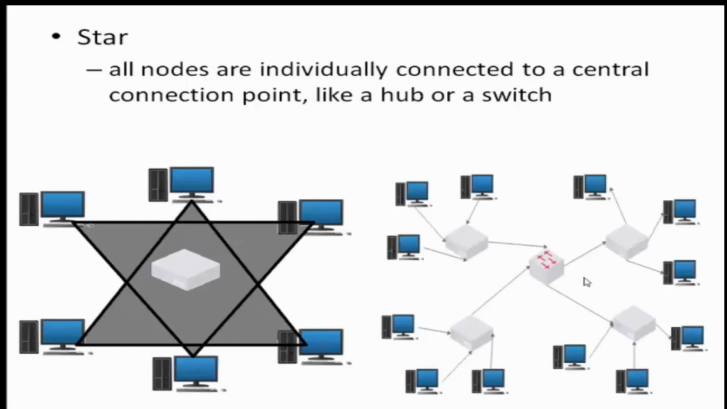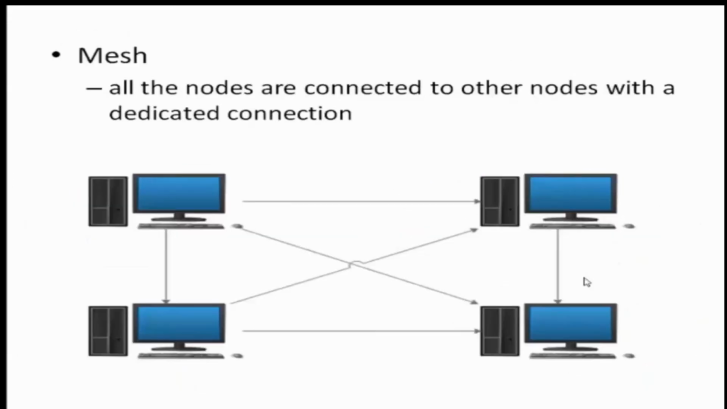The next thing is a mesh topology. The mesh topology gives you 100% backup, because all nodes are connected to other nodes with a dedicated connection. So if one communication line goes down, we always get that backup.